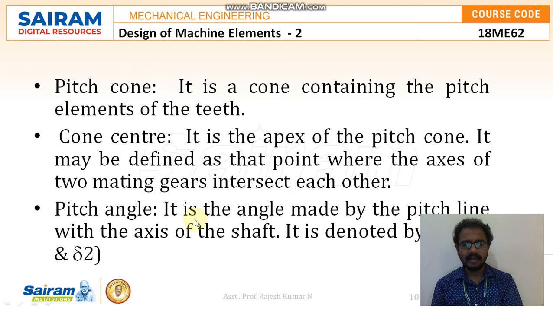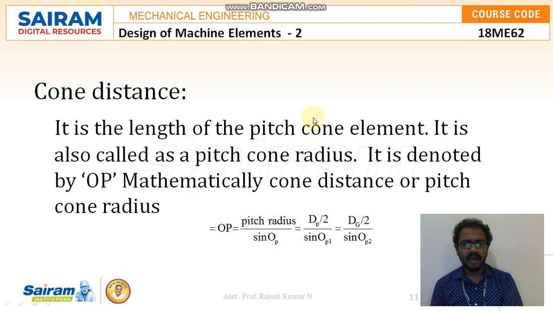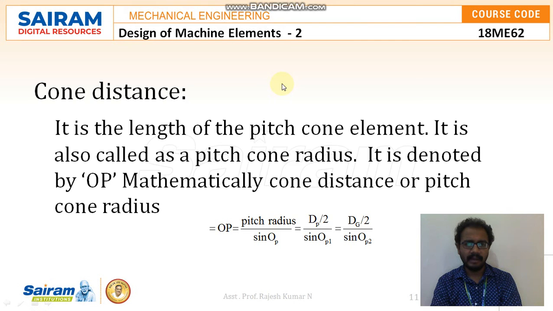So the pitch angle is nothing but the angle made by the pitch line with the axis of the shaft. Already in the previous types of gears, that is spur gears and helical gears, we have studied the pitch angle, and it is denoted as delta 1 and delta 2, or we can go with phi 1 and phi 2 also. And the next very important terminology is the cone distance, which is nothing but the length of the pitch cone element.